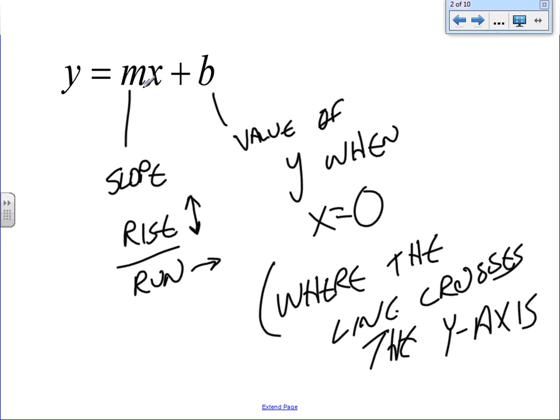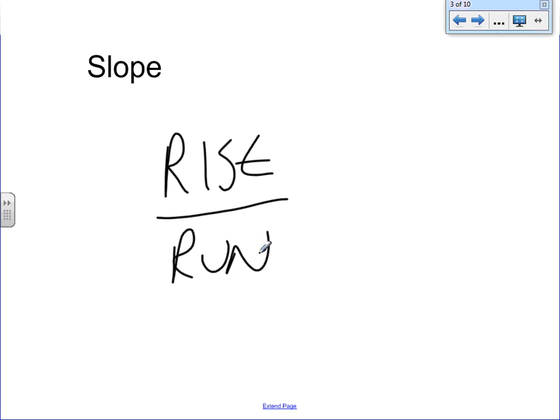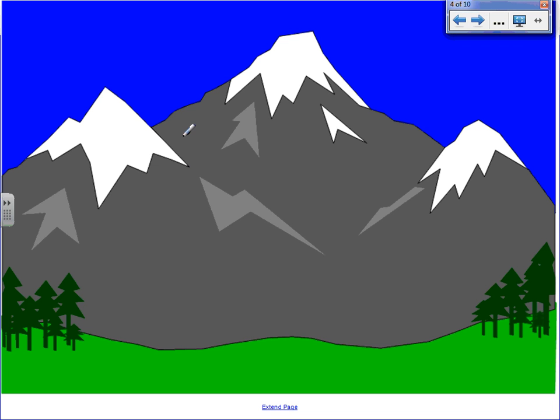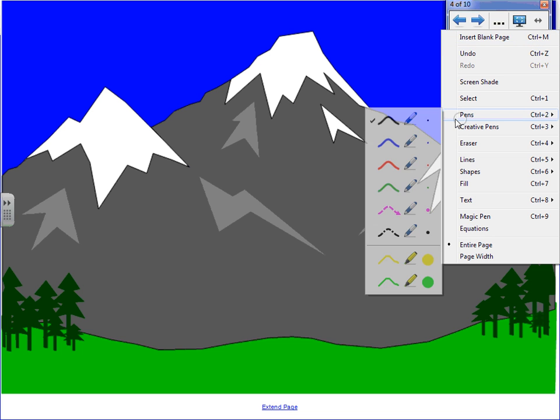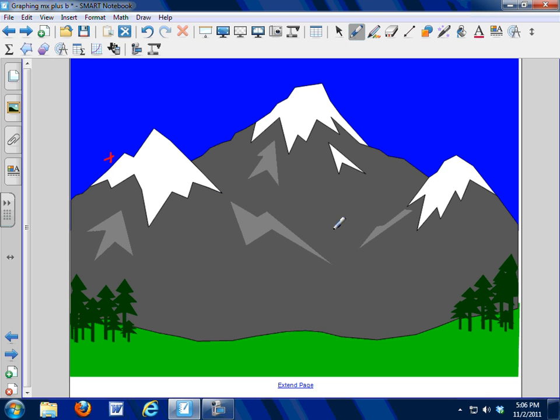Okay, so we have y equals mx plus b. Slope, again, is rise over run. When we think about slope, you might think about mountains, and slopes can be positive, slopes can be negative, slopes can be all sorts of different possibilities. Right here, it looks like my slope is positive. I'm going in an uphill direction as we look at it from left to right.